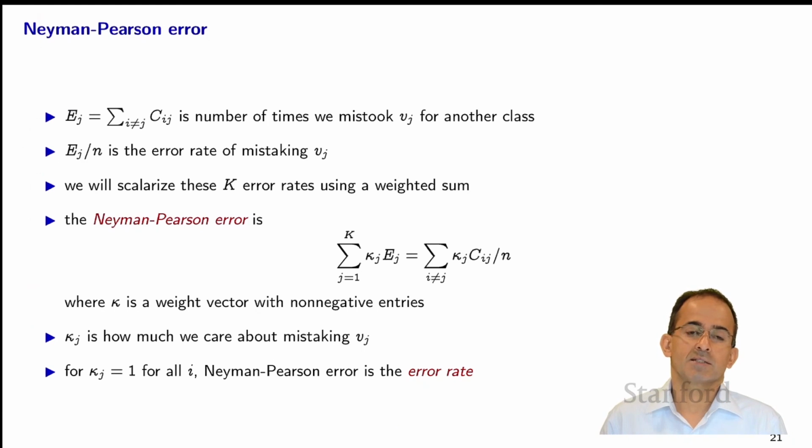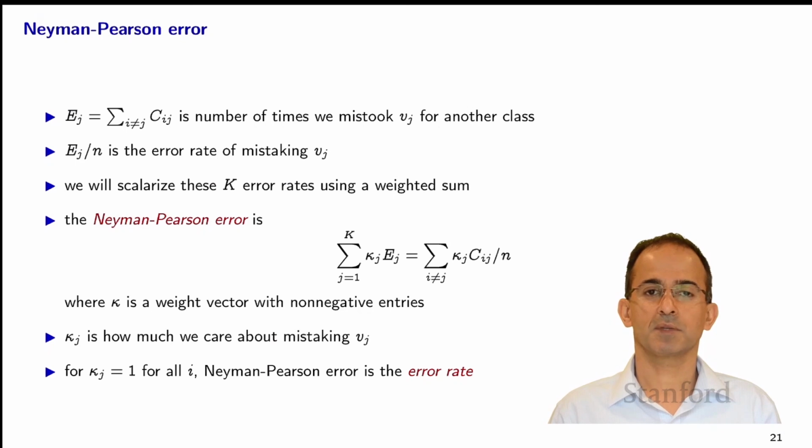So kappa j is then how much we care about mistaking vj for something else. And if kappa j is 1 for all of the different j's, then the Neyman-Pearson error is the error rate. We're just summing up all the different errors.